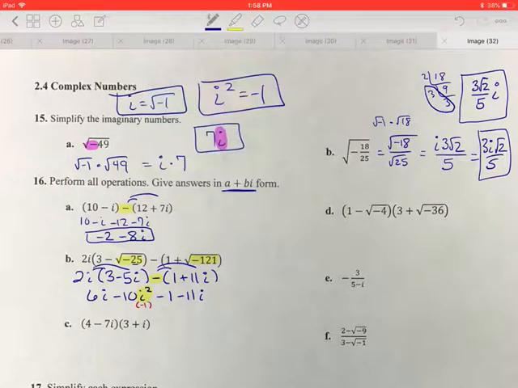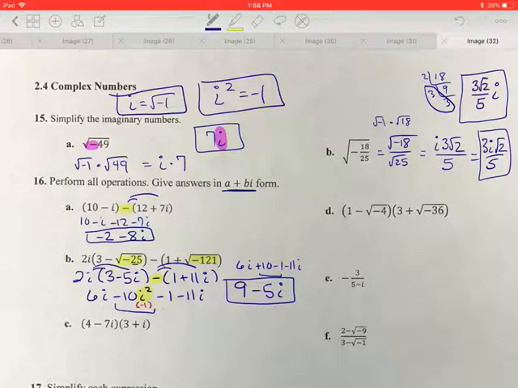So if I rewrite this, let me come over here, I get 6i. This is going to become -10 times -1, so it becomes a plus 10, minus 1 minus 11i. So 10 minus 1 gives me 9. Then when I put my i's together, I get a minus 5i. So this is the form we want to put our answer in.